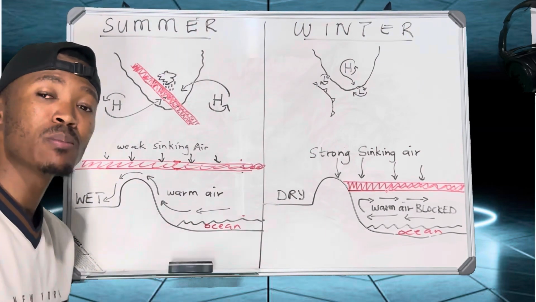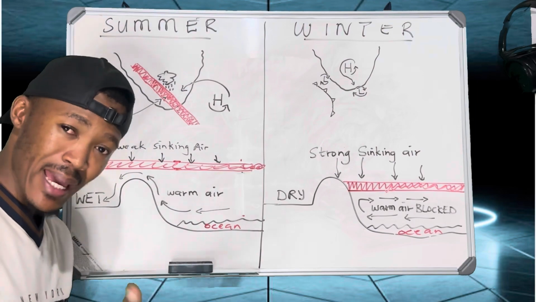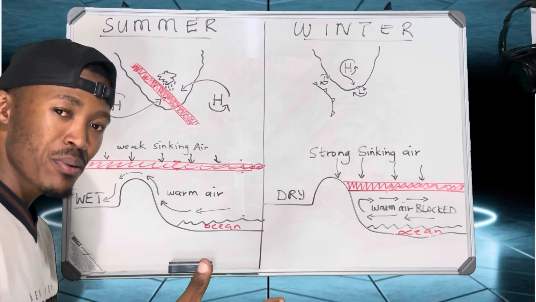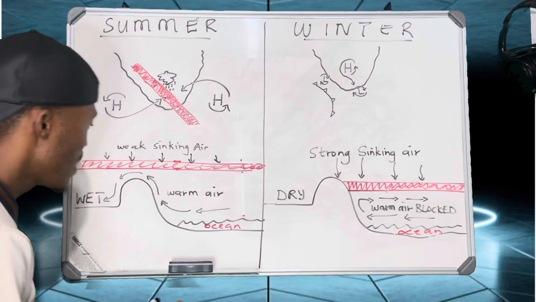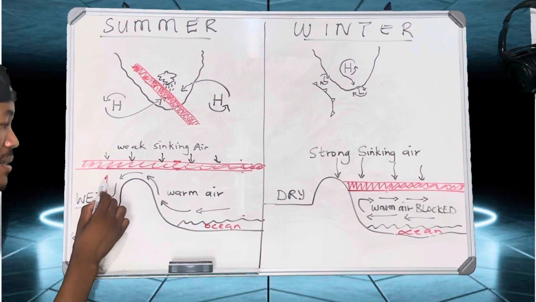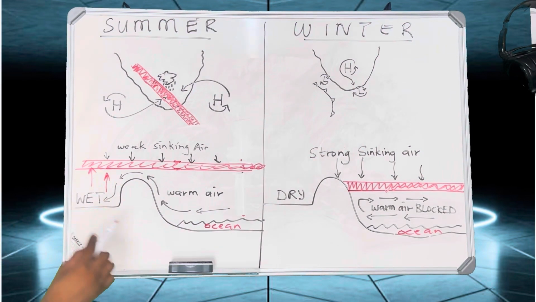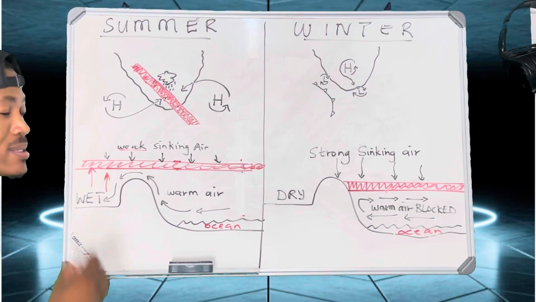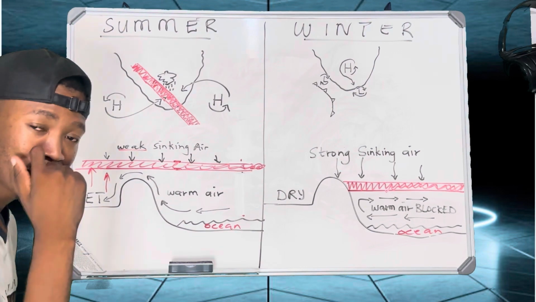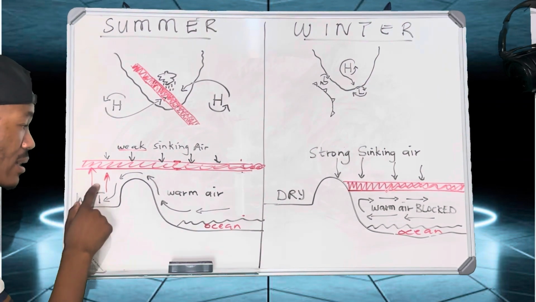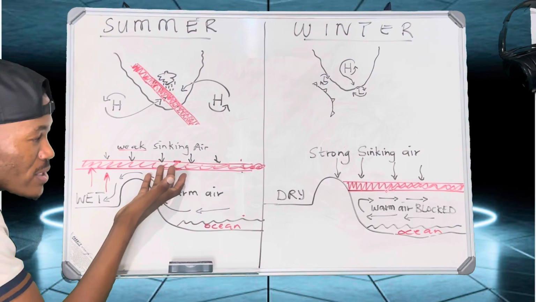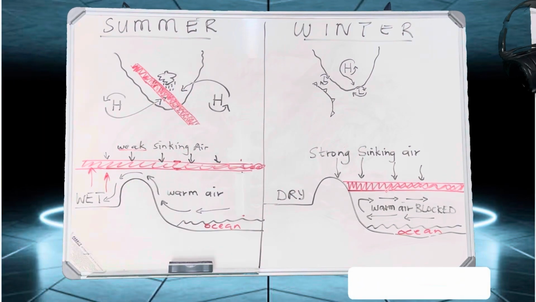Therefore, the land becomes warmer, and the air, as a result, is warmed up and starts to rise. As the air starts to rise over the land, it pushes up against the weak sinking air from the Kalahari high pressure cell. As a result, this rising air pushes the inversion layer higher in the atmosphere.